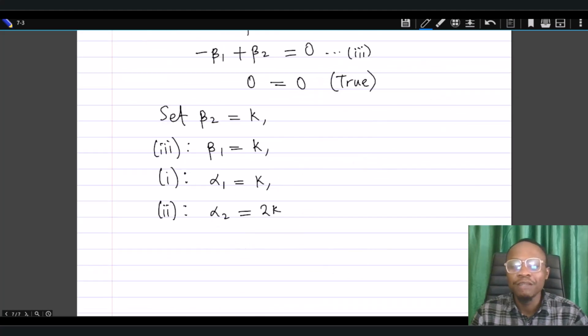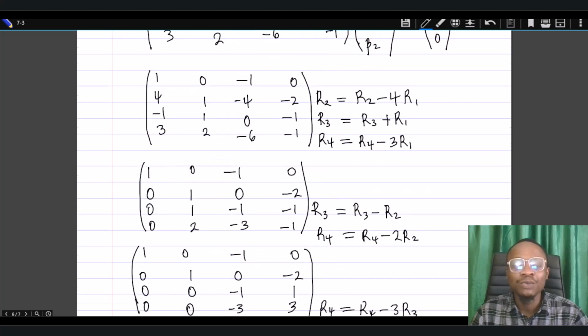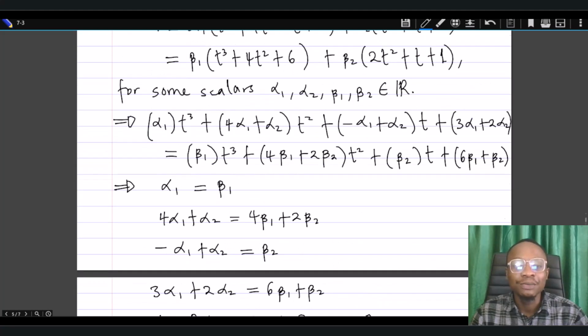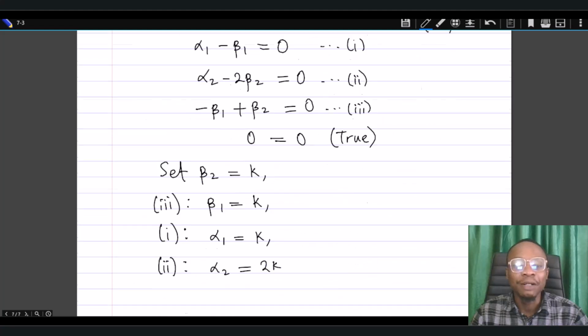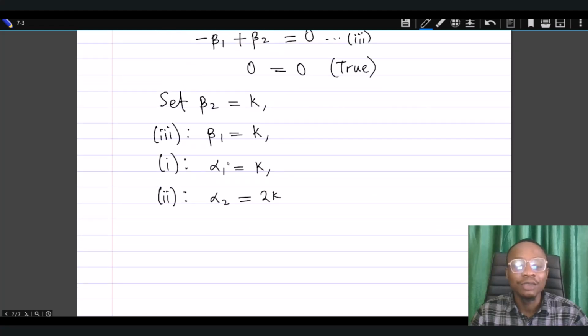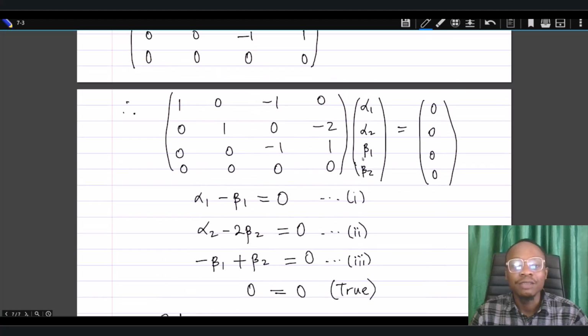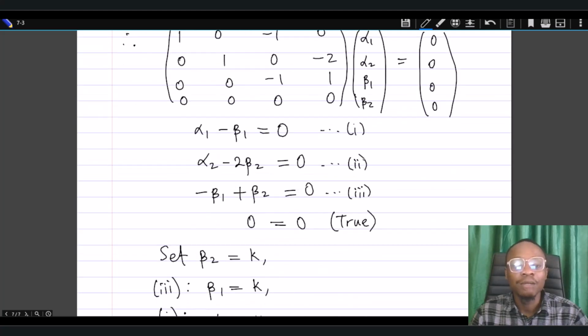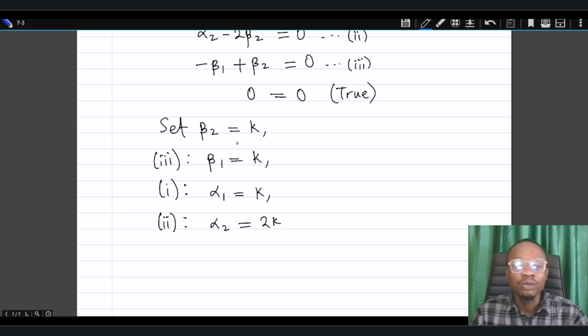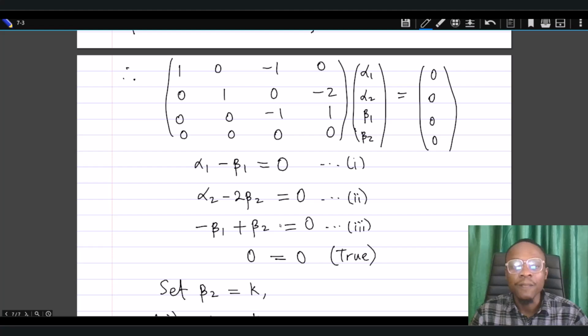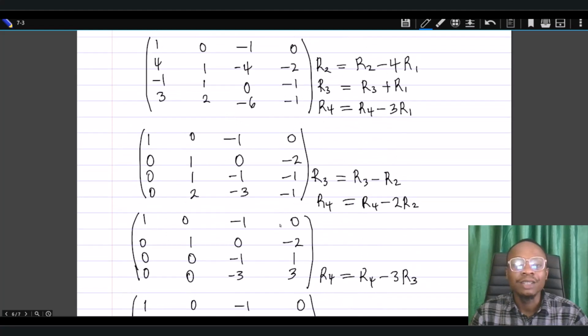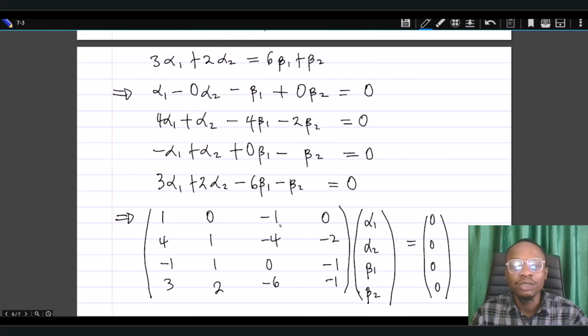Yep, so we have our values for alpha 1, alpha 2, beta 1, beta 2. In terms of a parameter k, that means k can take on any arbitrary value, and that would still satisfy this equation. For instance, k can be equal to 1. If k equals 1, then all of these will be 1 except for alpha 2, which will be 2. And we can check that that will satisfy this equation we started with.